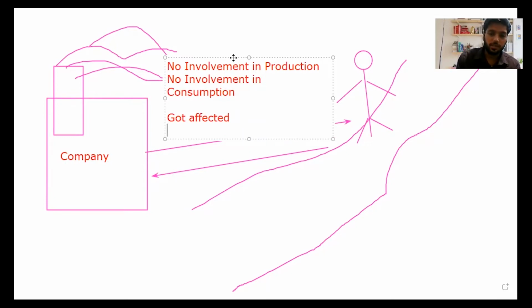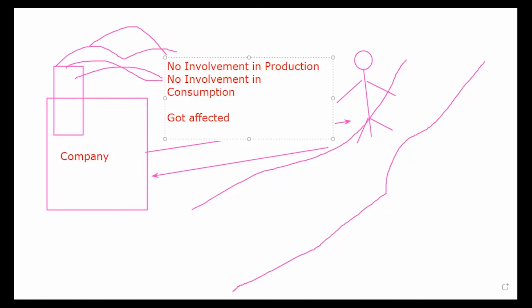So what is externality? Easy to understand. The third party who is getting affected without any involvement in production and without any involvement in consumption, we say it as what? Externality. So did you understand the term externality? This guy has never purchased anything from this company. Without purchasing anything from this company, he is getting affected. If a person is getting affected without involvement in consumption and in production, we say it as externality.